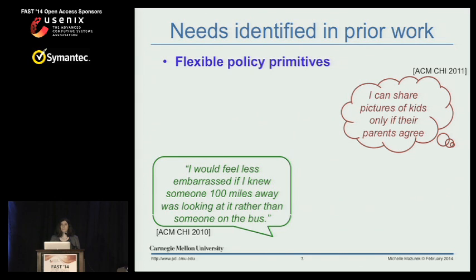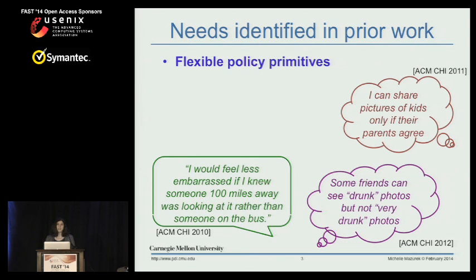Similarly, we know that things like location and presence can impact people's ideal access control policy. So we have things like, I would feel less embarrassed if I knew that someone 100 miles away was looking at it rather than someone sitting on the bus with me. And similarly, we also have some pretty fine-grained distinctions in types of content. Like one user who told us that some friends were allowed to see drunk photos, but not very drunk photos. So this is a subtle but apparently important difference.